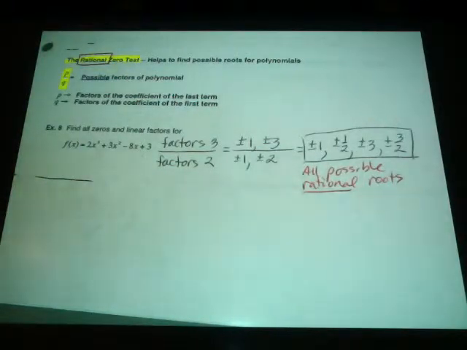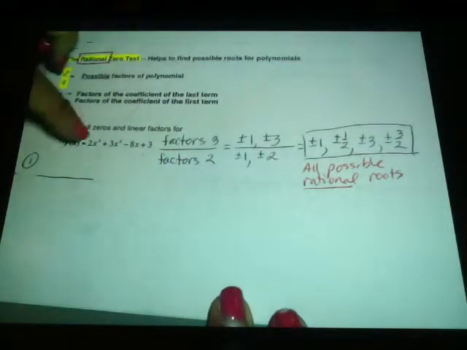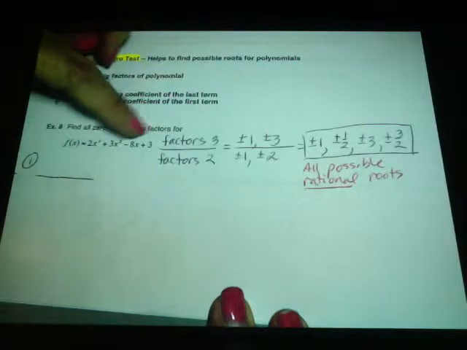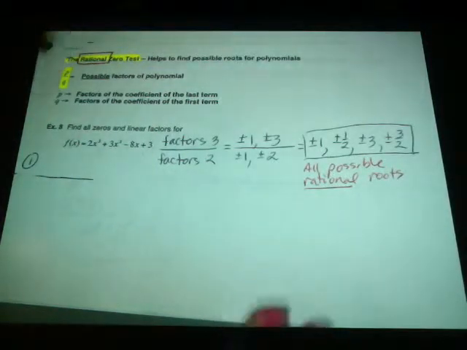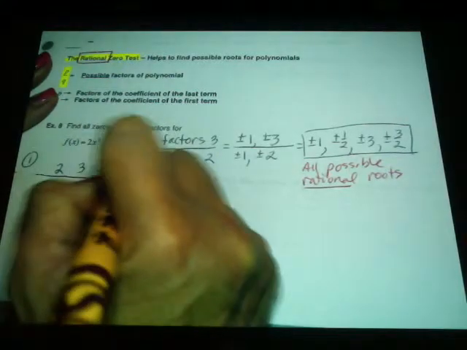So it's kind of like, start someplace, and then you're going to do synthetic division over and over again until you find a remainder of 0. Because once you find a remainder of 0, then you have a root, correct? All right, so step 1. Am I missing any x terms here? 3, 2, 1, 0. Am I missing any? No. So I'm going to start with synthetic division, 2, 3, negative 8, and 3.